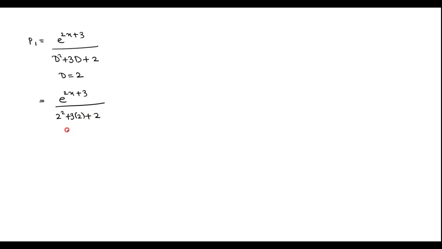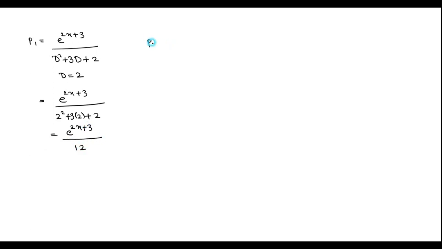So P1 is e raised to 2x plus 3 divided by D square plus 3D plus 2. Now note that the coefficient of x in the exponential is 2. So take D is equal to 2. It will be e raised to 2x plus 3 divided by 2 square plus 3 into 2 plus 2. So that will be 4 plus 6 plus 2, which is 12. So it is e raised to 2x plus 3 divided by 12.